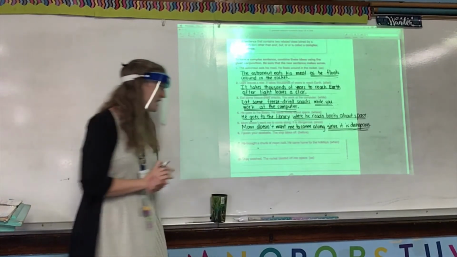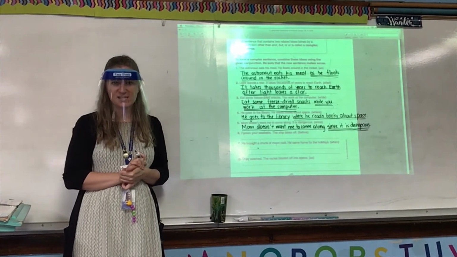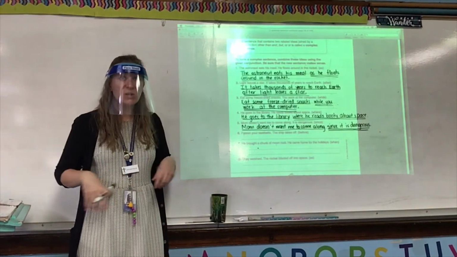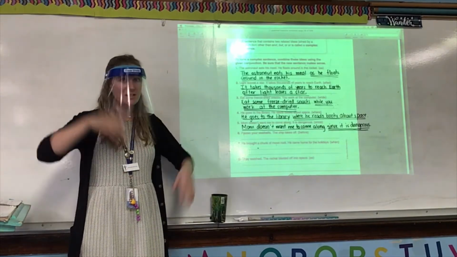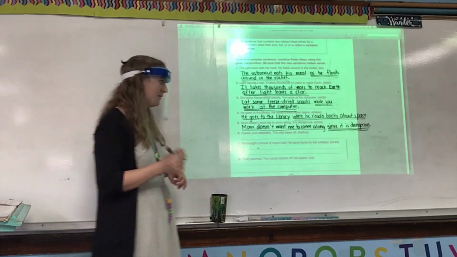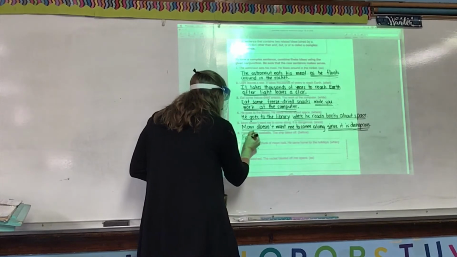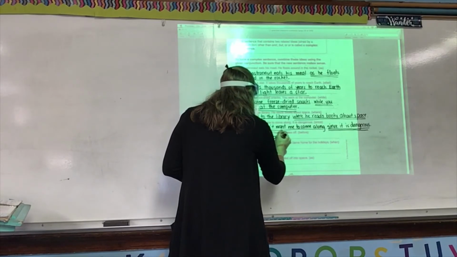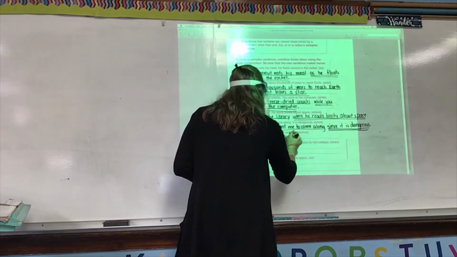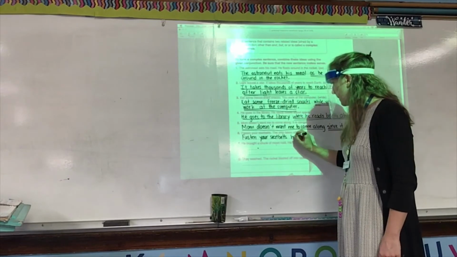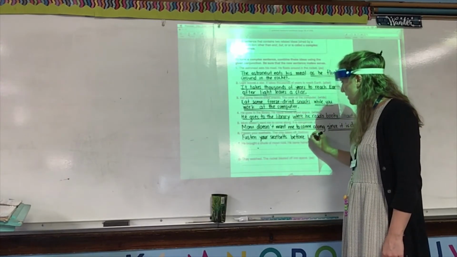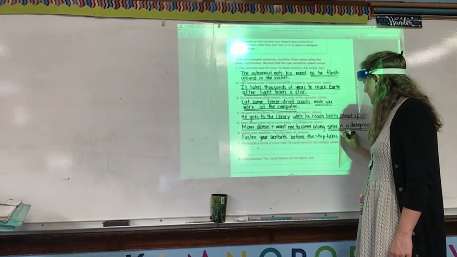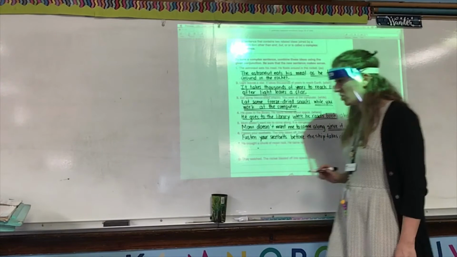Good. Would it make sense to say the ship takes off before you fasten your seatbelts, Smith? No. You want to make sure that you put your seatbelt on before it takes off. Otherwise, you're going to end up pretty hurt. Okay, so good. Fasten your seatbelts before the ship takes off. Don't forget end punctuation.